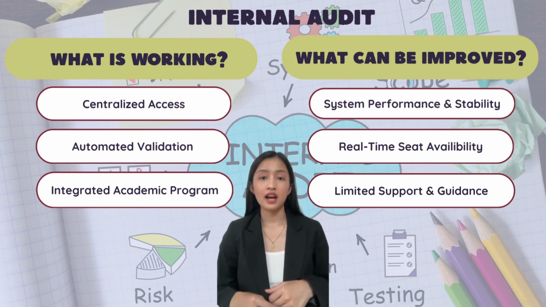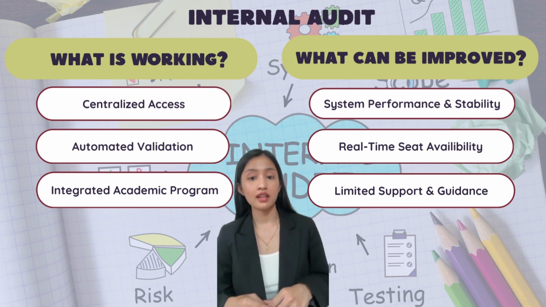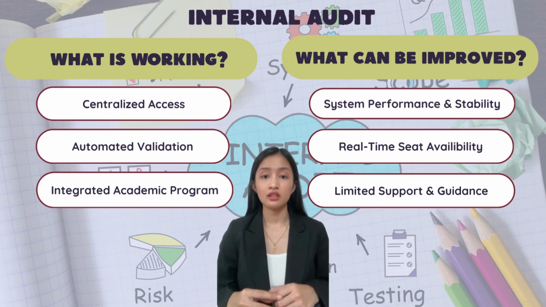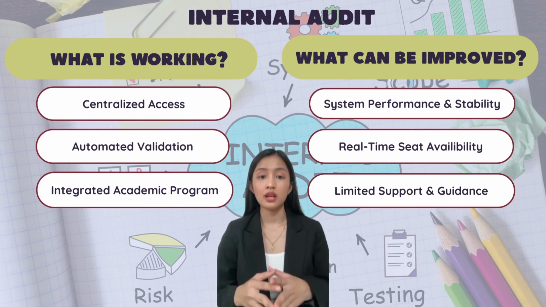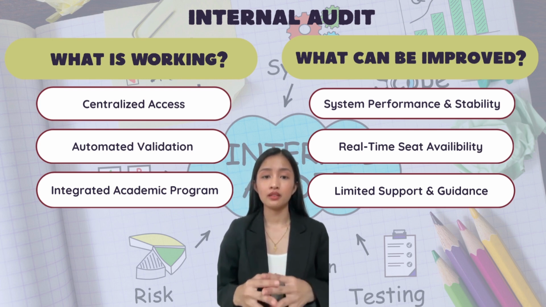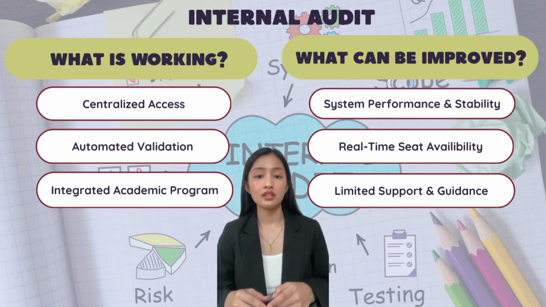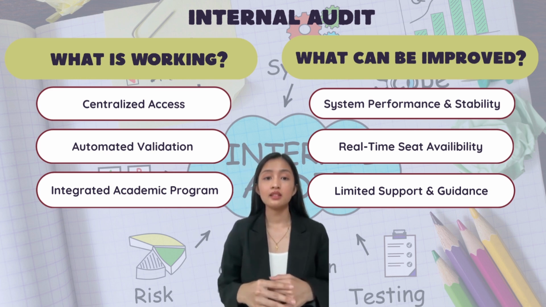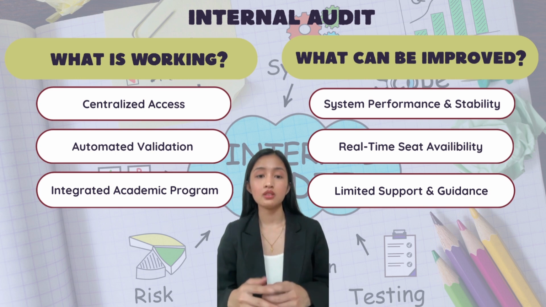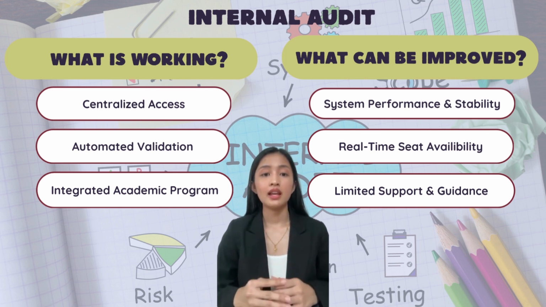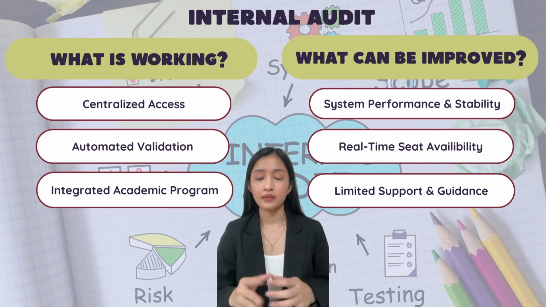The next part is about what is working in this system. Firstly, the iStudent system provides centralized access to course registration, academic records, and schedules, making it convenient for students. Secondly, it includes automated validation features that check for prerequisites, timetable clashes, and credit hour limits, reducing registration errors. Next, the system is integrated with each student's academic program, ensuring that only relevant and eligible courses are displayed.